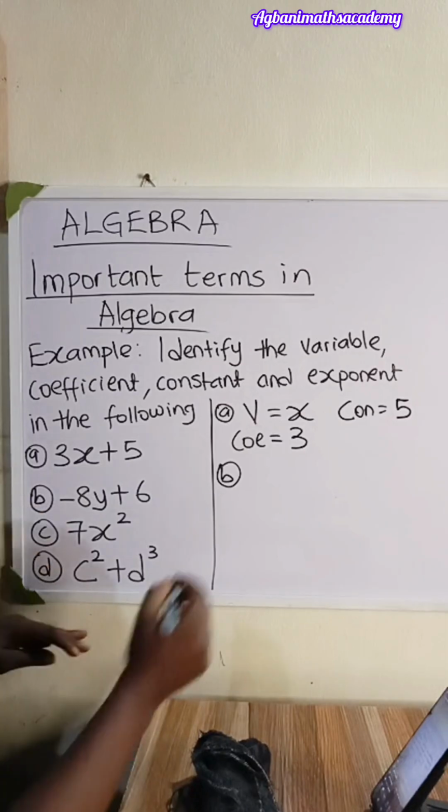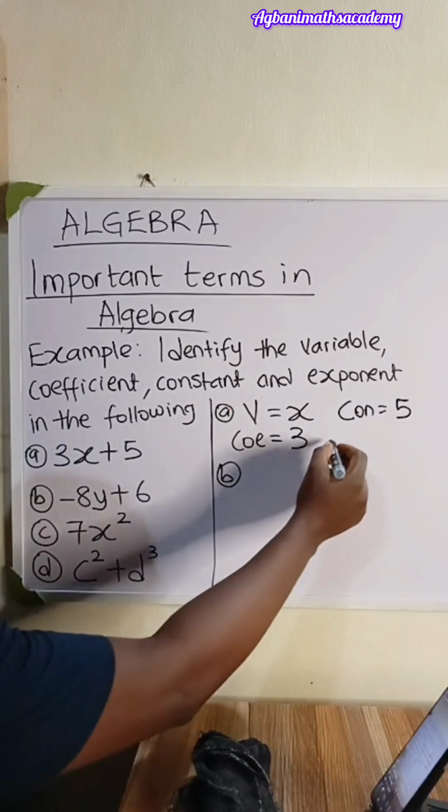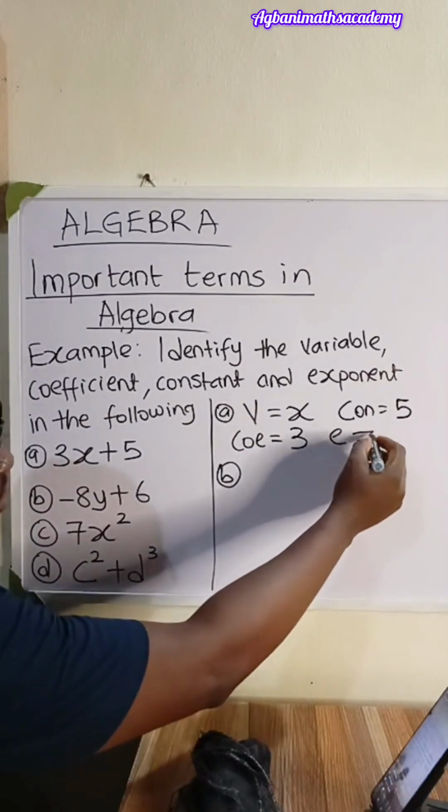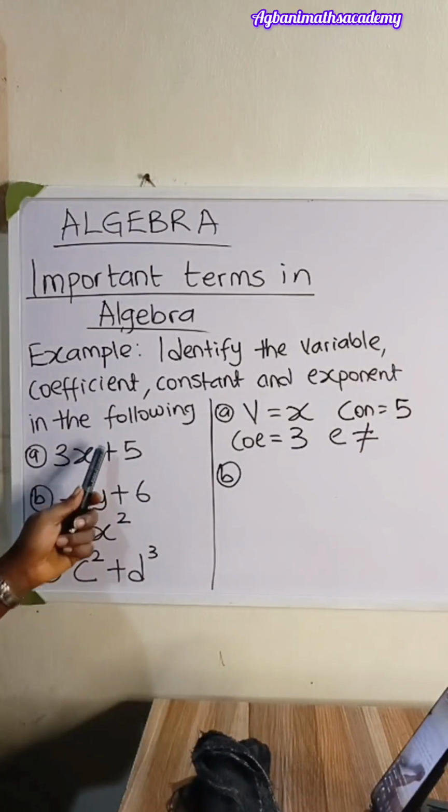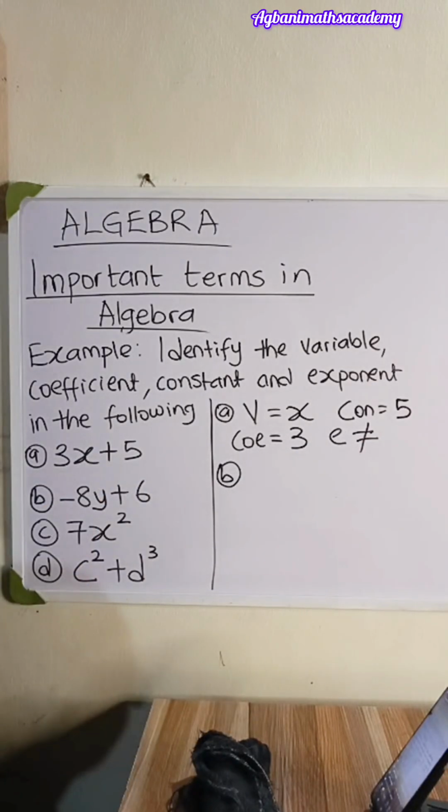Do we have any variable? No, we've not done exponent. There's no exponent. In the first example, there's no exponent here. Okay. Exponent is the power.